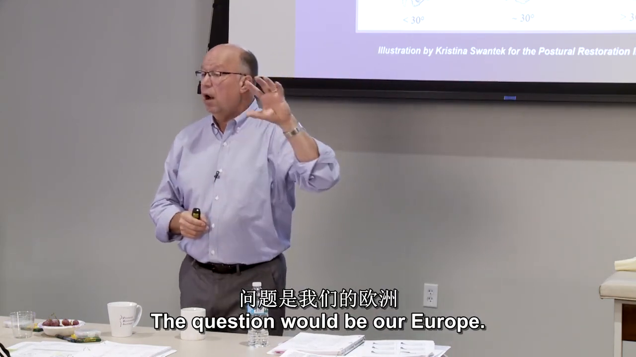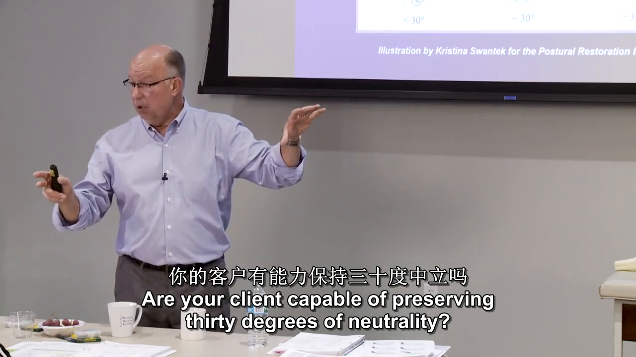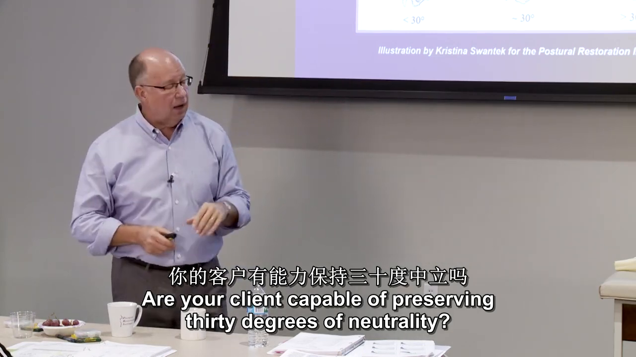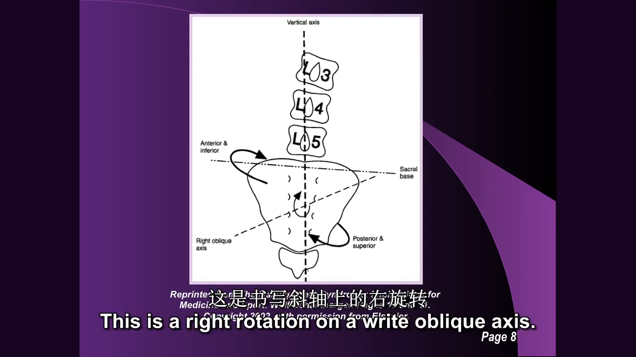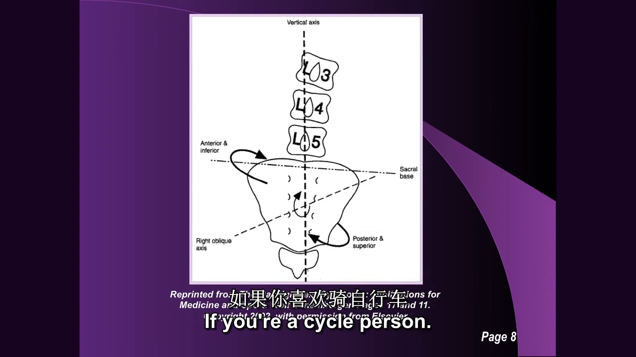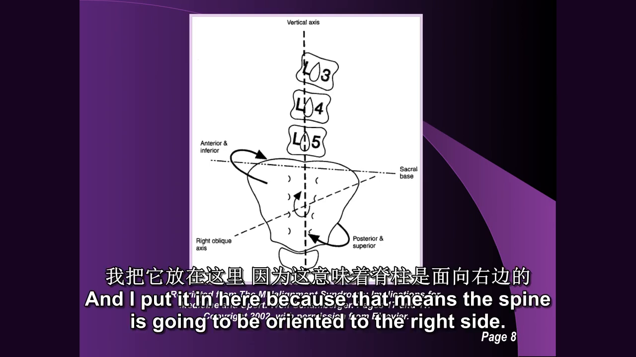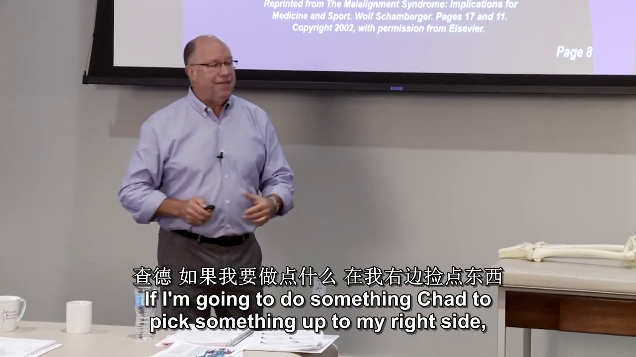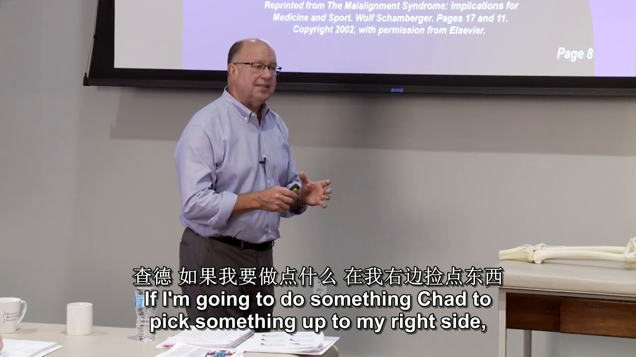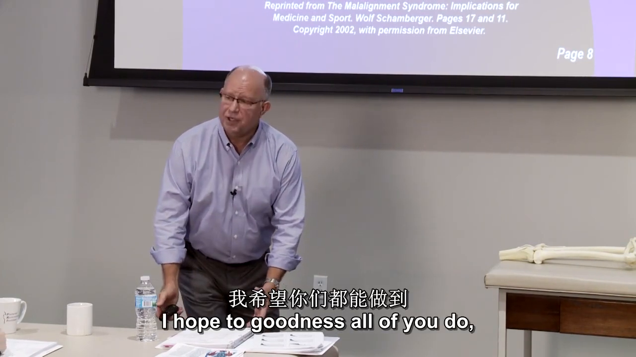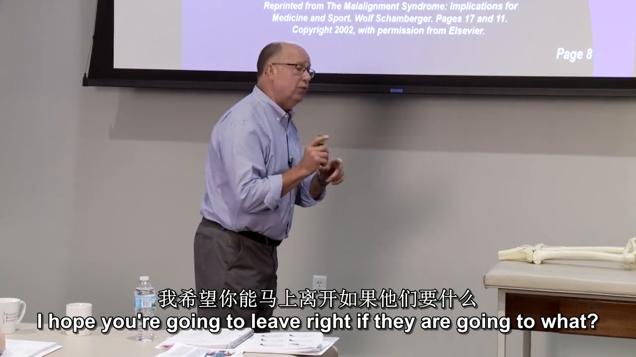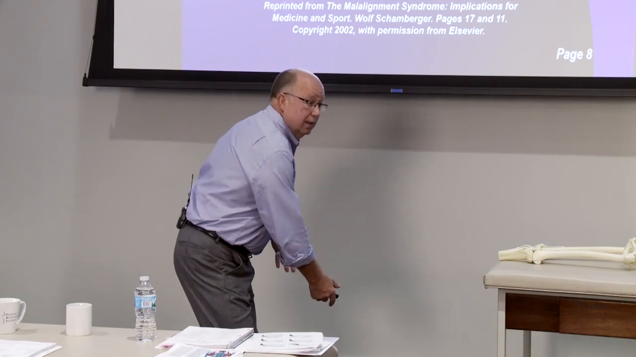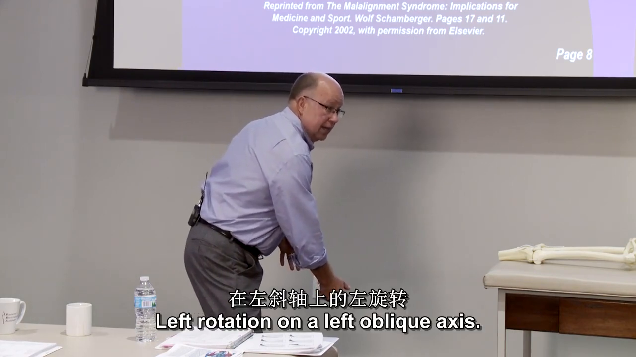The question would be, are your clients capable of preserving 30 degrees of neutrality? This is a right rotation on a right oblique axis if you're a sacral person. And I put it in here because that means the spine is going to be oriented to the right side. If I'm going to do something, Chad, to pick something up to my right side, I'm going to go into right AFIR. I hope to goodness all of you do. And if I'm going to pick something, Lydia, up on my left side, I hope you're going to leave right AFIR and go into what? Left rotation on a left oblique axis.